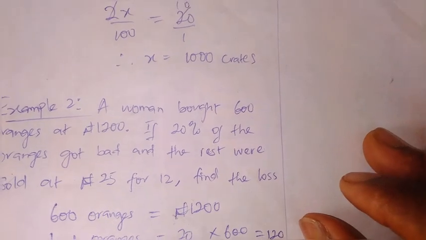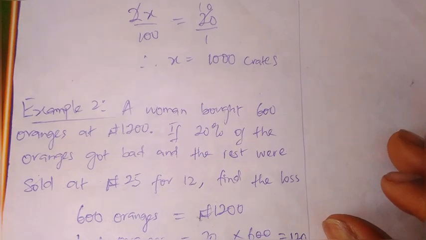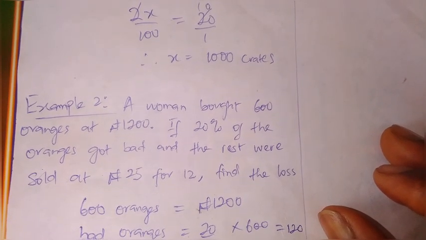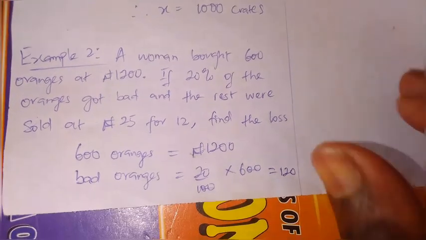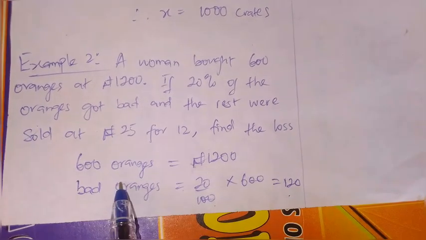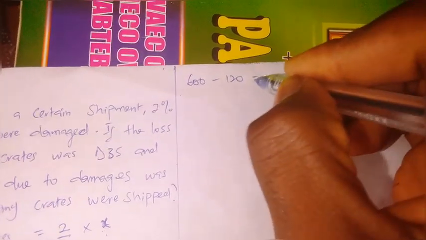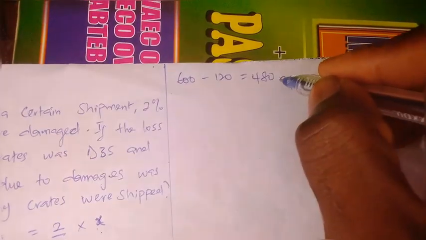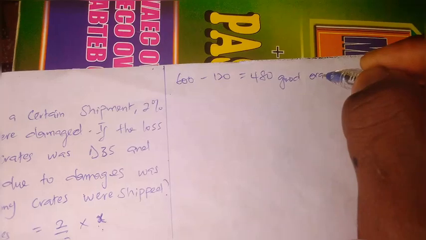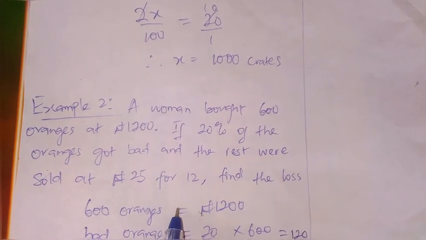So if 20% of the oranges got bad and the rest were sold at 25 naira, now if 120 oranges got bad out of 600, then the ones that will be good becomes what? 600 minus 120, which is 480 good oranges that remain.